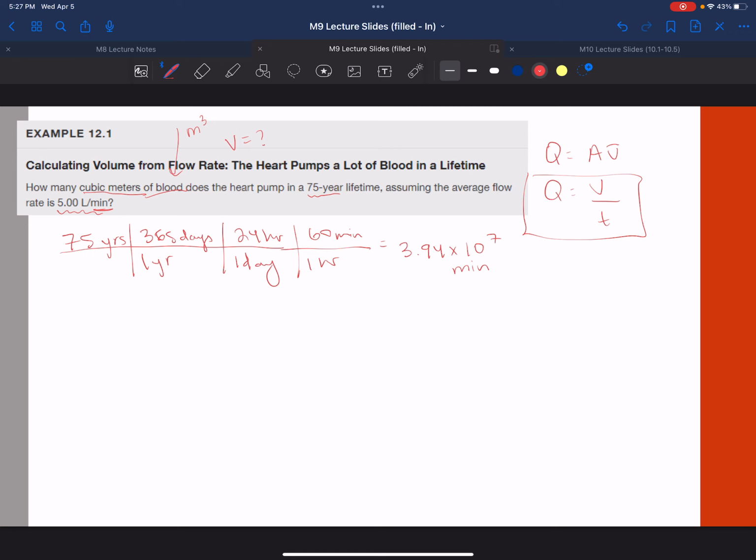I don't really like seeing lifetimes thought of like this. Just reminds you of how short life is. Sorry, that was a weird tangent.